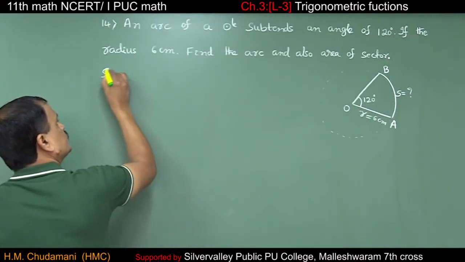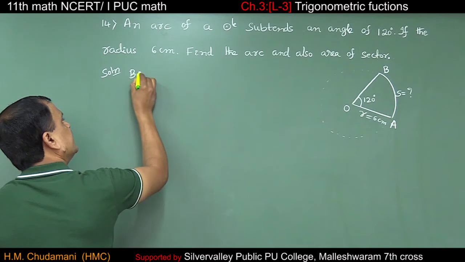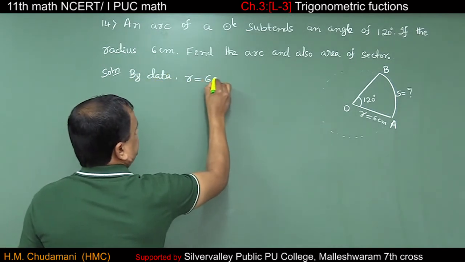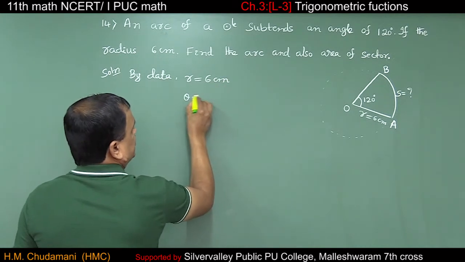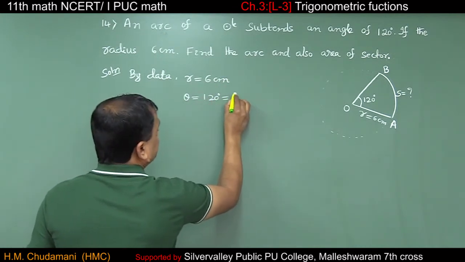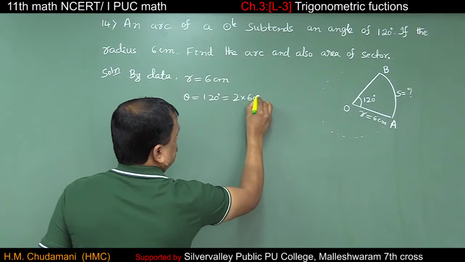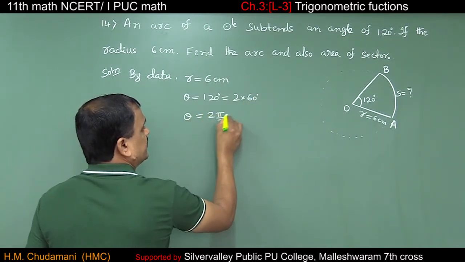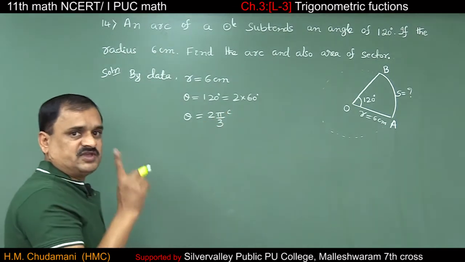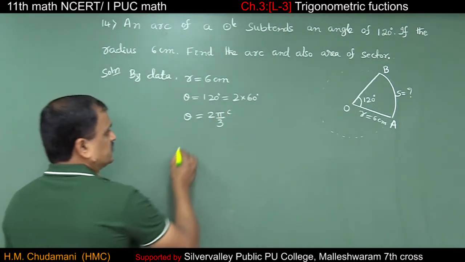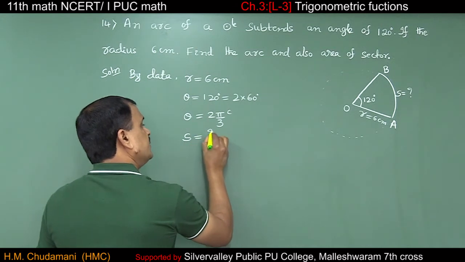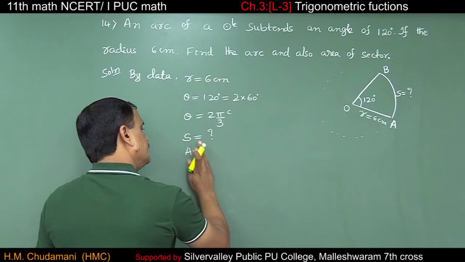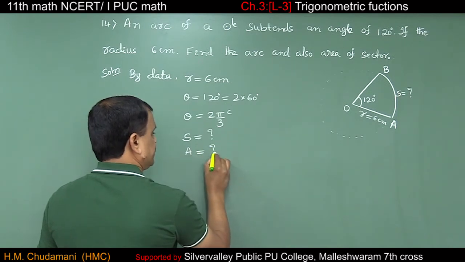Solution. By data, R is equal to 6 centimeters and theta is 120 degrees. 60 degrees can be written as pi by 3 radian, so 120 degrees is 2 pi by 3 radian. Theta should be in radian. You are supposed to find the arc length S and the area of the sector.